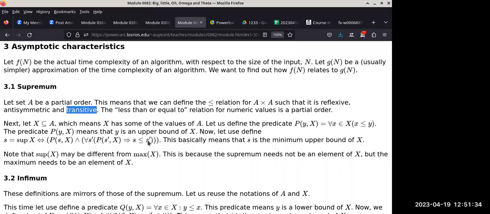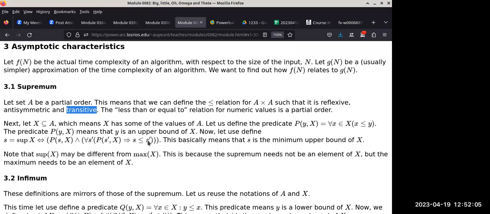We'll start with P of S, X as a predicate. We know what that means. It just means that S is an upper bound of X. Now note how I use the word "an" instead of "the," which means it is one out of potentially many. That is important. There can be multiple upper bounds with respect to a certain set. Does that make sense?